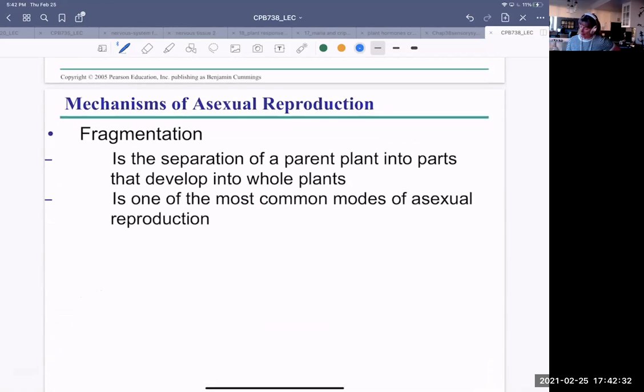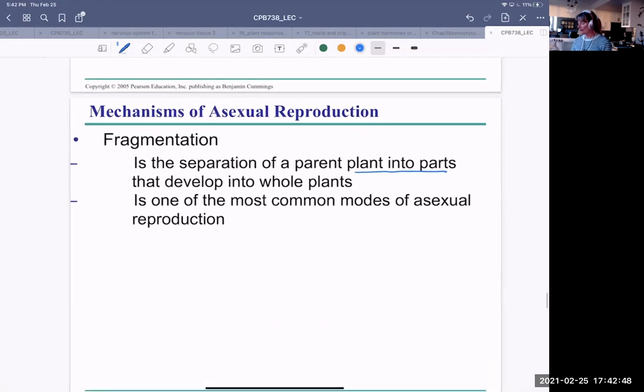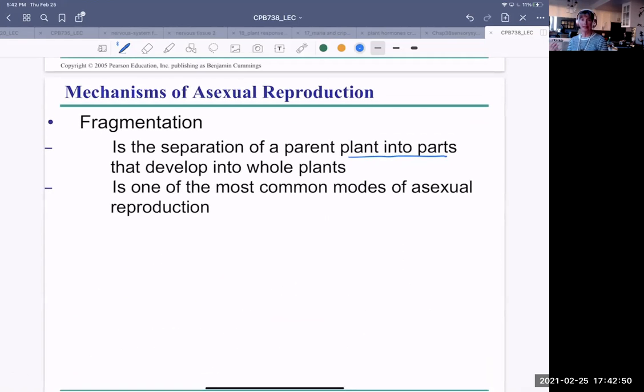Fragmentation. The parent plant might just be fragmented into parts that develop into whole plants. That's pretty common. You can take cuttings from plants, for example, or bits of plants can break off and they may grow into whole new plants if the conditions are good. Hedges, like would we produce hedges by this manner? Yeah, hedges could reproduce by this manner. Yeah, for sure.